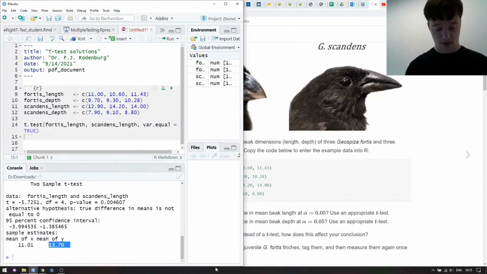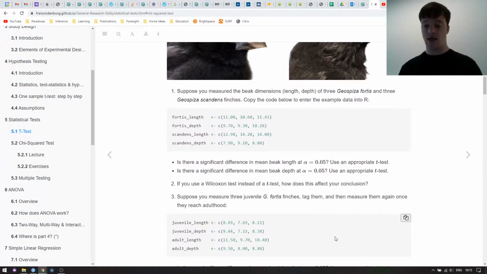Okay, you can do the same for the depth, and you can use the same type of t-test for the depth, so I'm not going to show that now. So let's go to the next one. If you use a Wilcoxon test instead of a t-test, how does it affect your conclusion? Well, let's start by what do you think?